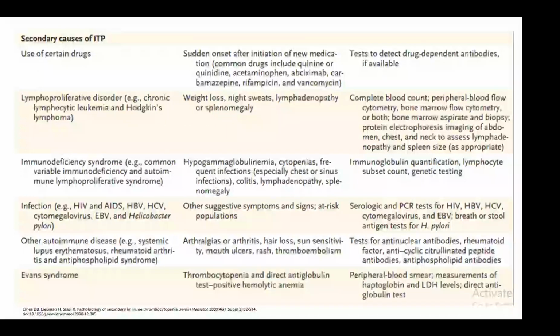Some certain drugs cause thrombocytopenia, including quinine, quinidine, acetaminophen, abciximab, carbamazepine, rifampicin, and vancomycin. Lymphoproliferative disorders like CLL and Hodgkin lymphoma present with weight loss, night sweating, lymphadenopathy, splenomegaly. We should exclude immune deficiency syndromes like common variable immune deficiency and autoimmune lymphoproliferative syndrome. These patients, on testing, are found to have hypogammaglobulinemia, cytopenia, and they complain of frequent infections.